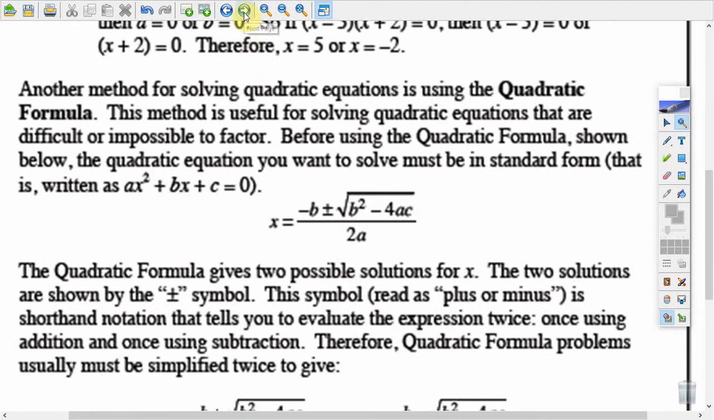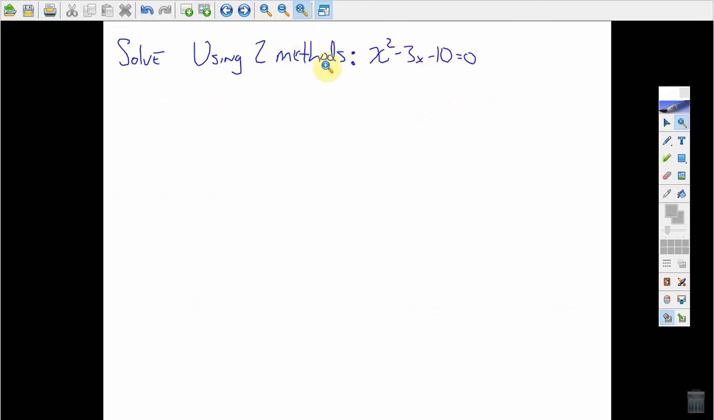So we're going to take a look at both of those methods here on the next slide. I have a sample problem here, which is x squared minus 3x minus 10. And we're going to solve that using two methods. So the first method here, we're going to use the zero product property. So we're going to start with our equation there. x squared minus 3x minus 10 equals 0.